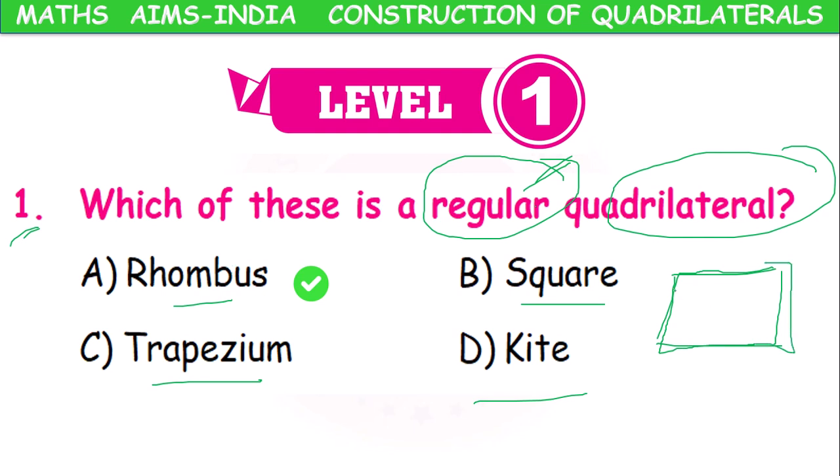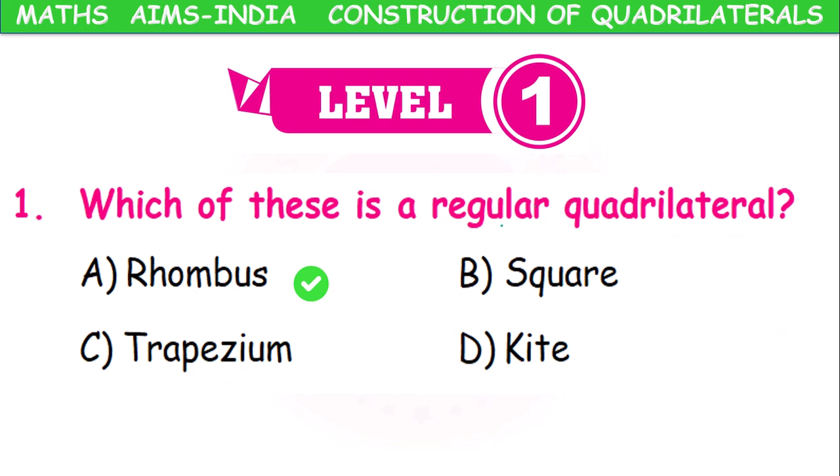In the rhombus, again, if the diagonals bisect each other perpendicularly, then it will be a square. But only sides are equal. They have mentioned that it's a regular quadrilateral, means only sides are equal. So from rhombus and square, the best option is rhombus.